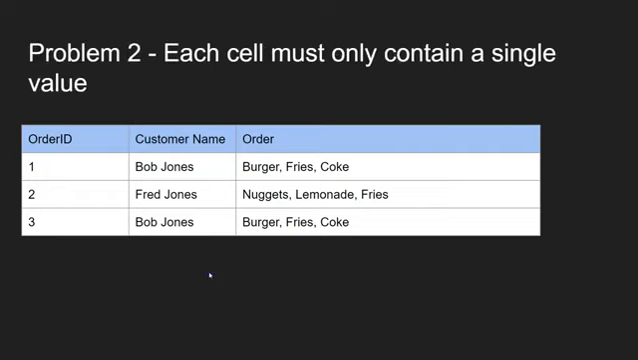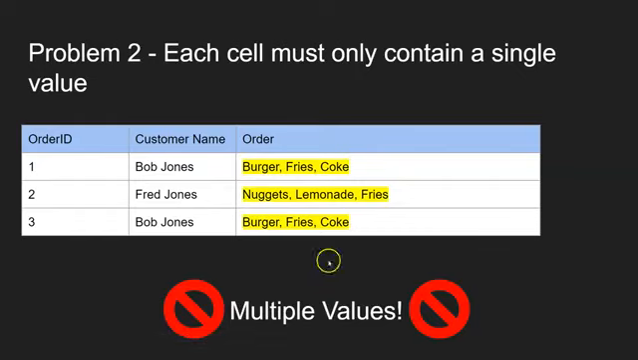Second part, let's have a look. Each cell must only contain a single value. Well, as you can see here, this cell here doesn't contain a single value. It contains 3 items, a burger, fries, and Coke. In fact, all of them do. So that's no good. So what we need to do there is move those into a separate table so that each row only has 1 item.